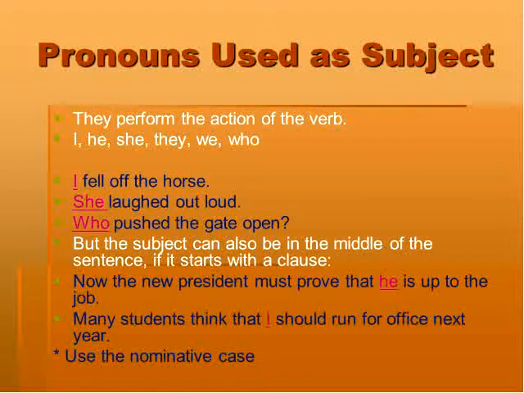And then here, you can also find the subject in the middle of the sentence. Now the president must prove that he is up to the job. He, the pronoun, takes the place of that noun. Many students think that I should run for office next year. And if you're referring to the subject, you're going to use this first case, the nominative case.